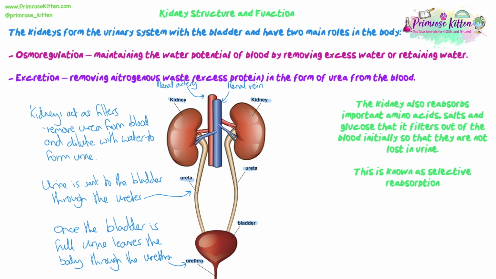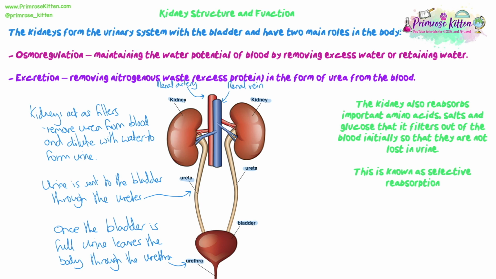The other thing the kidney does is reabsorb important amino acids, salts and glucose that it filters out of the blood. The filtration process initially removes a lot of things, including urea, but we don't want all of that to leave the body because some of it is very useful. So we need to reabsorb that and make sure that it doesn't get lost in our urine. That process is known as selective reabsorption.